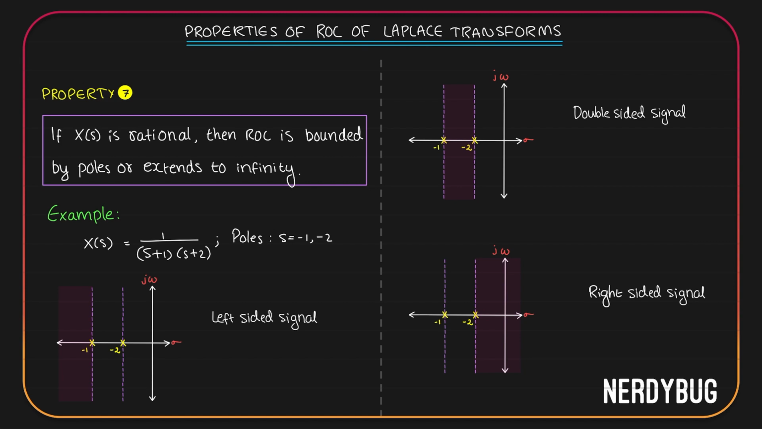Another thing we can see here is that in the first case, the ROC does not include the j omega axis, so its Fourier transform does not exist. For the second case also, the ROC does not include j omega, so its Fourier transform also does not exist. For the third case, the j omega axis is included, so sigma = 0 is a possible value for sigma and the Fourier transform does exist.